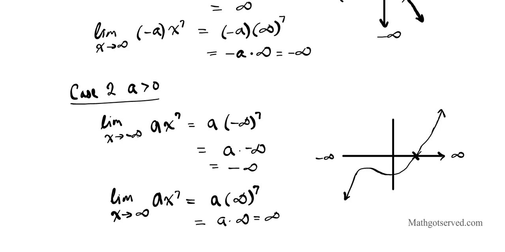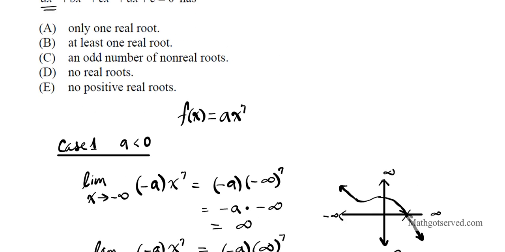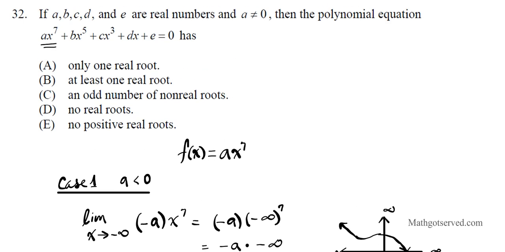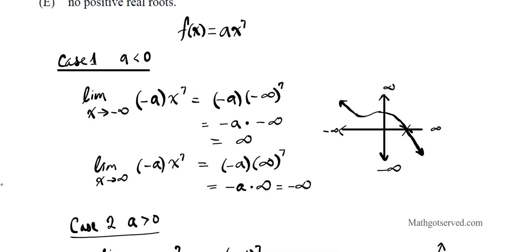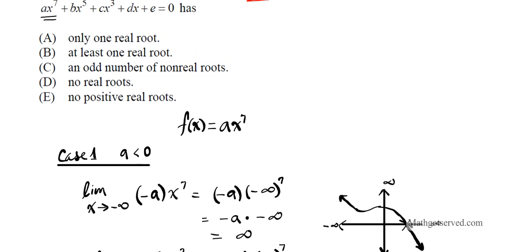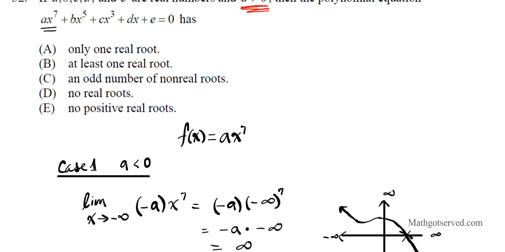So in both cases, remember, a cannot be 0. It was stated in the problem that a cannot be 0. So if a cannot be 0, it could either be positive or negative, and we've exhausted both cases, and we've seen that in both cases, it must cross the x-axis at least once, hence it must have at least one real root. Okay? So our answer is option B.